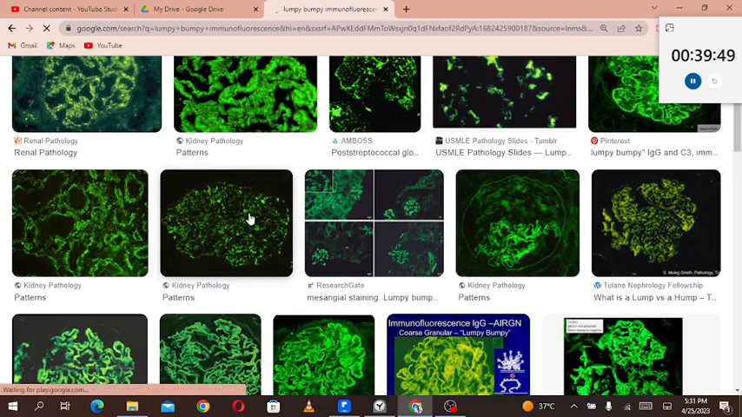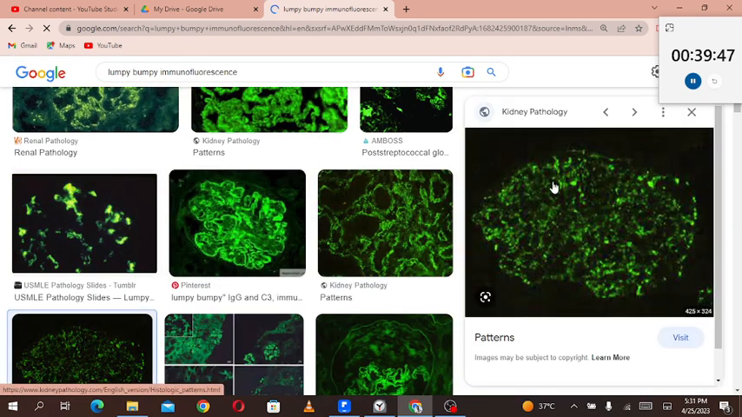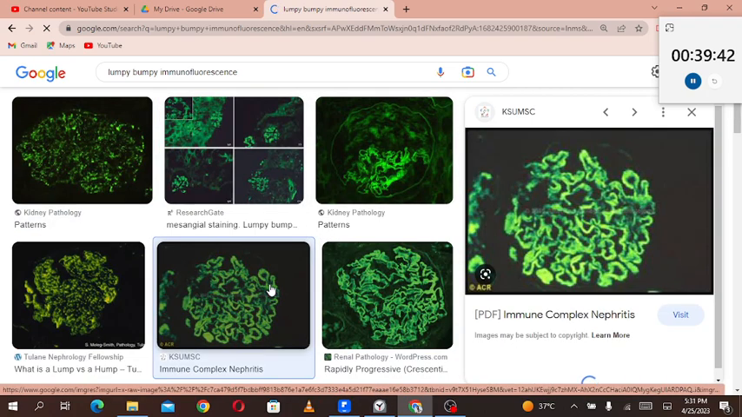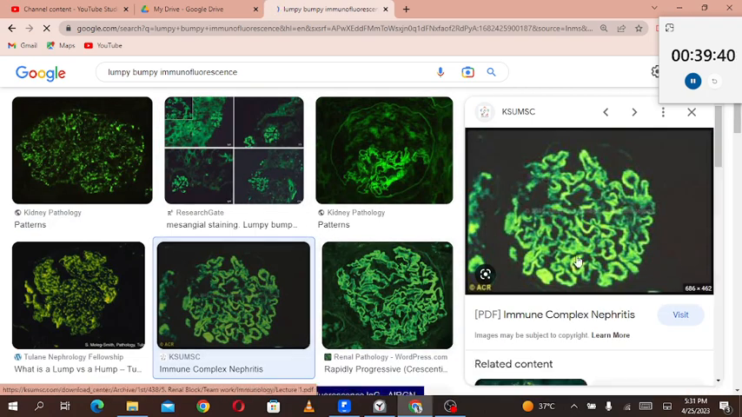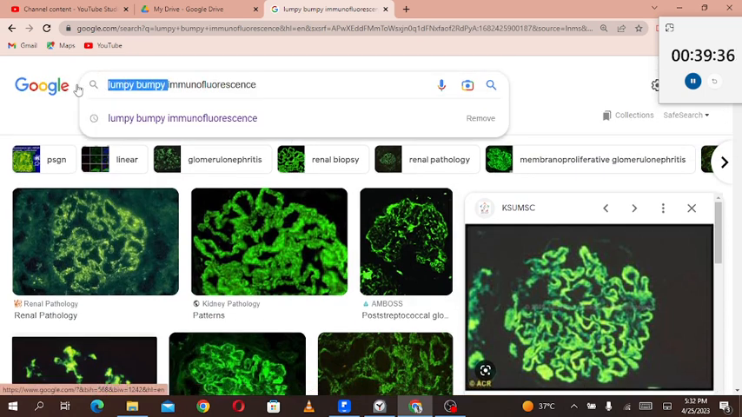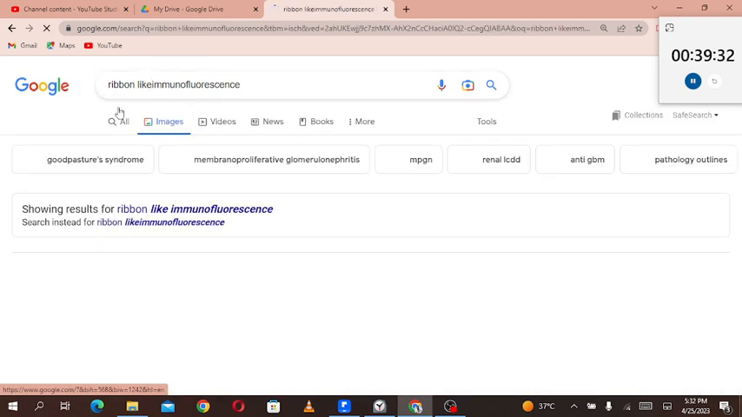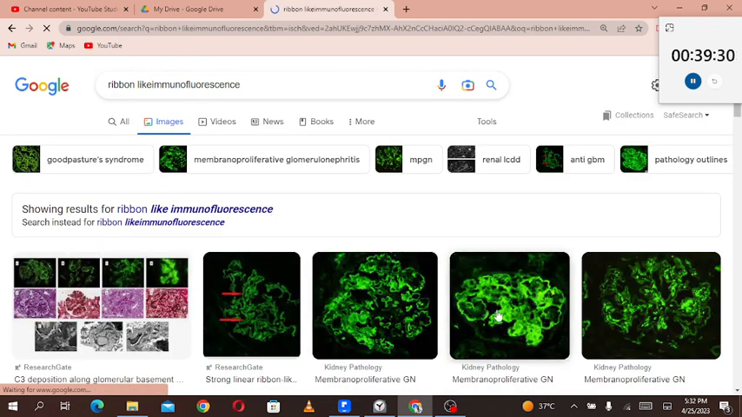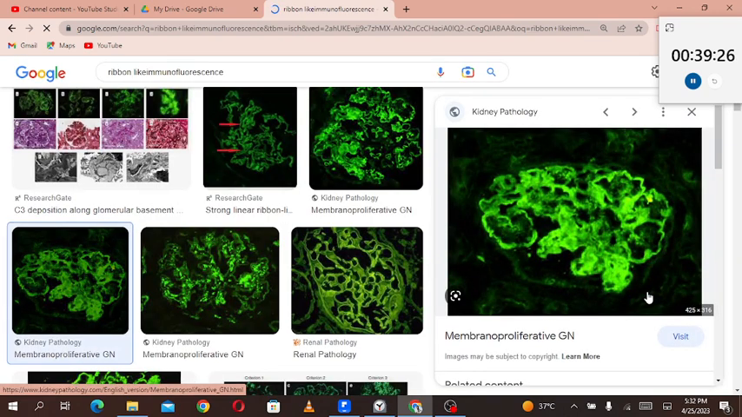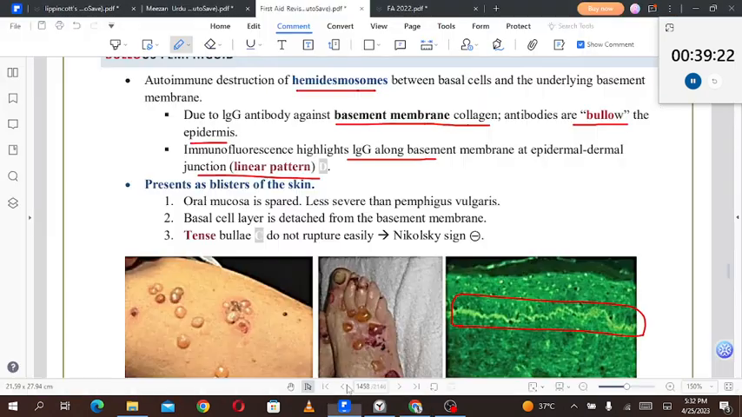You may take this as a picture. So this is the lumpy bumpy pattern of immunofluorescence, and this one I guess is type 2 hypersensitivity nephritis. I'm not sure. So lumpy bumpy immunofluorescence is this one, and then what is ribbon like? This is ribbon like. So if they give you a picture of this, there will be a very clear demarcation between the lumpy bumpy and the ribbon like immunofluorescence. Now let's come back to the PDF.